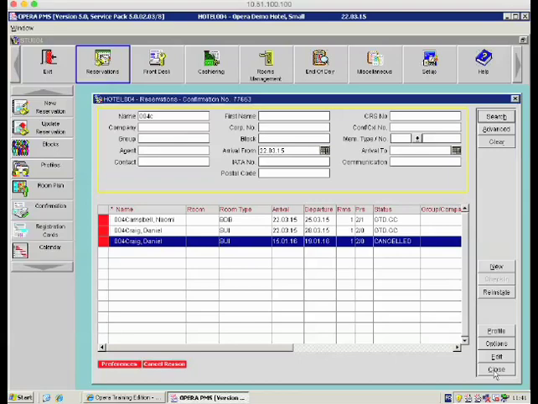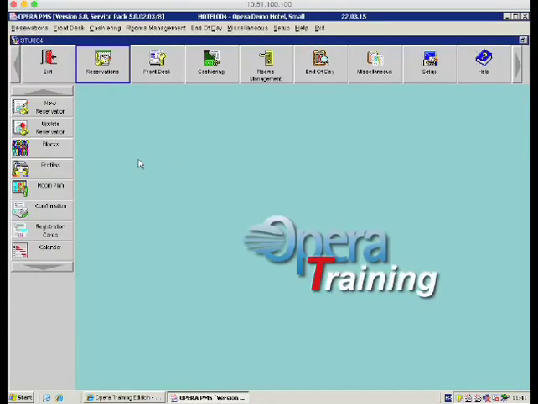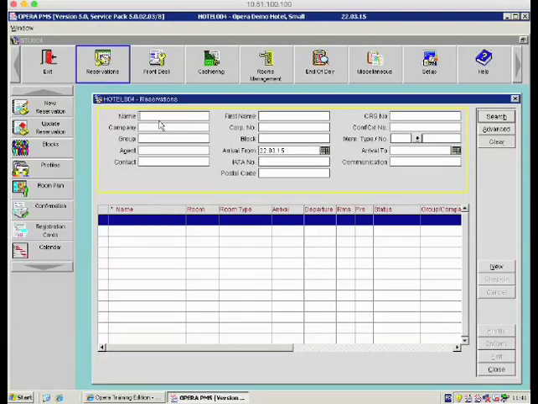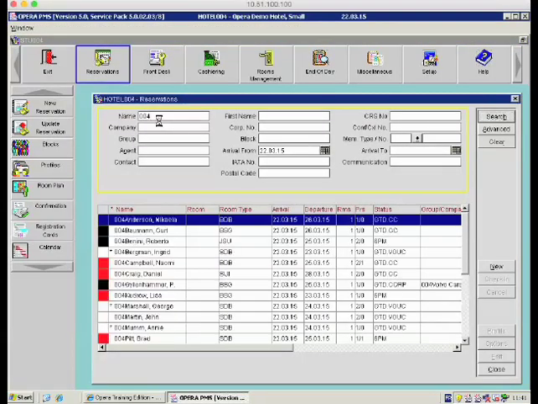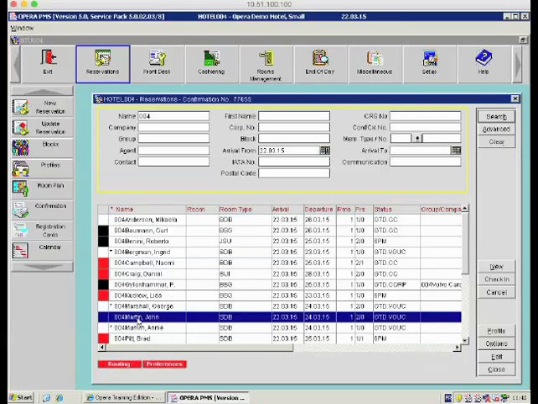Now, let's close it. I would like to discuss a little bit about upgrades. Basically, if you enter 3-digit numbers and you have an issue with a guest for some reason, we're going to see what are the different means at our disposal in order to upgrade a guest. Let's talk about, for example, Mr. John Martin here.